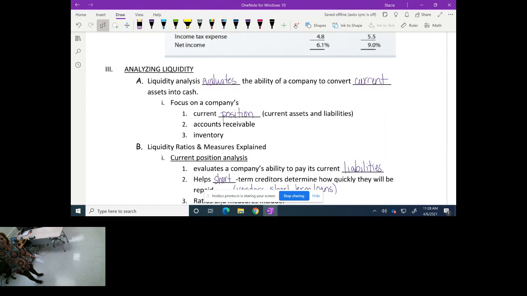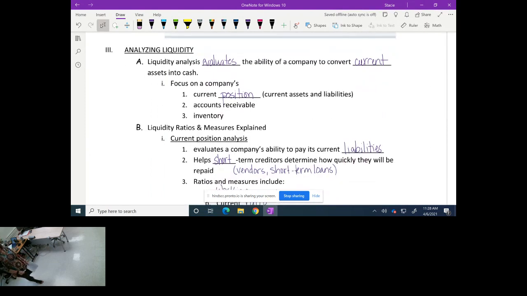So liquidity analysis, we've already talked about this a little bit, but it evaluates the ability of a company to convert current assets into cash. So how quickly can they turn those assets into cash? Some liquidity measures focus on a company's current position. They look at accounts receivable and inventories. Those are current assets that these measures focus on.